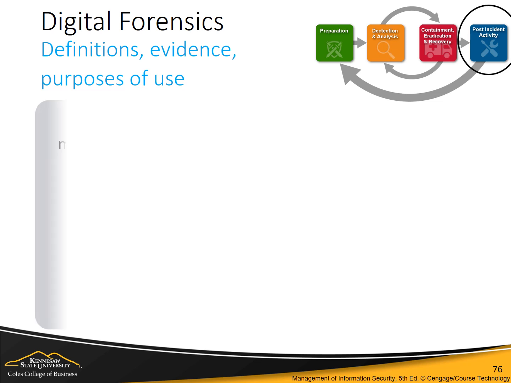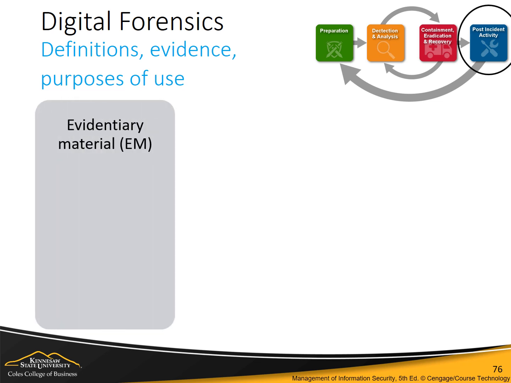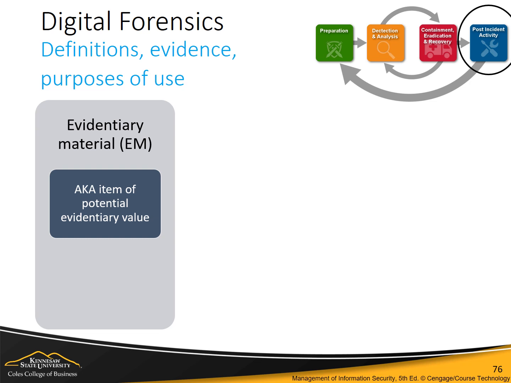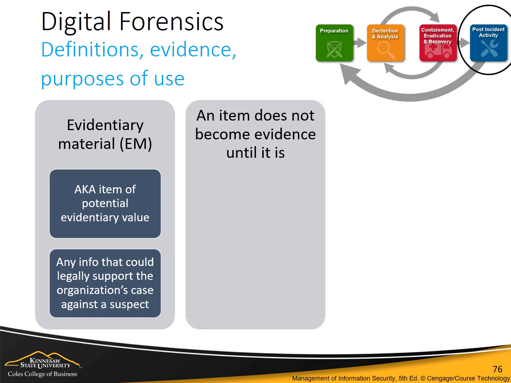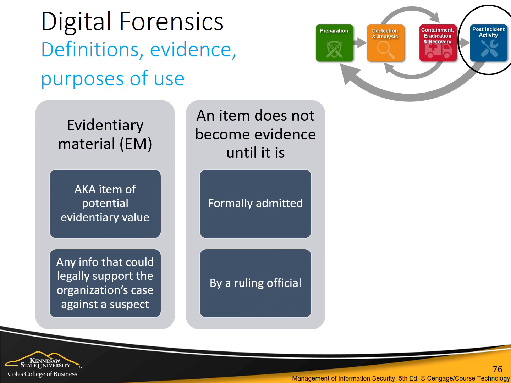Evidentiary material, EM, also known as an item of potential evidentiary value, is any information that could potentially support the organization's legal or policy-based case against a suspect or suspects. An item does not become evidence until it is formally admitted to evidence by a judge or other ruling official.